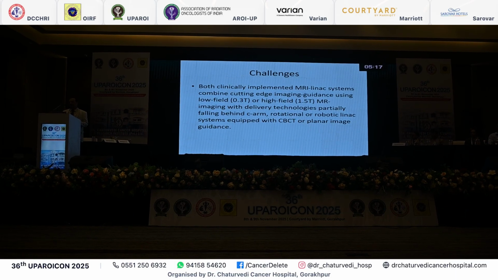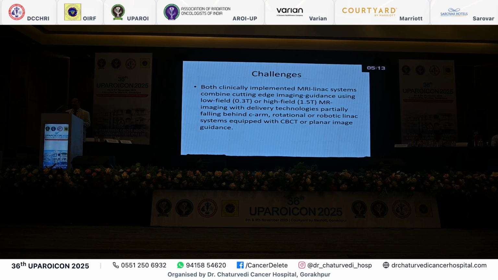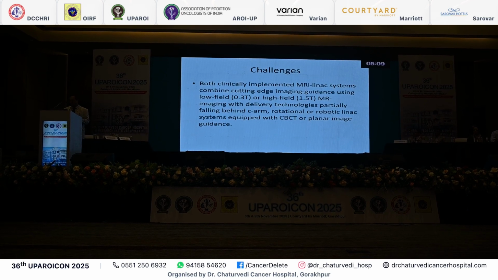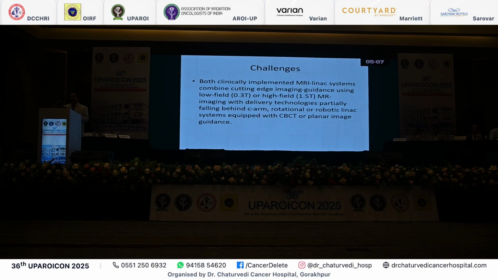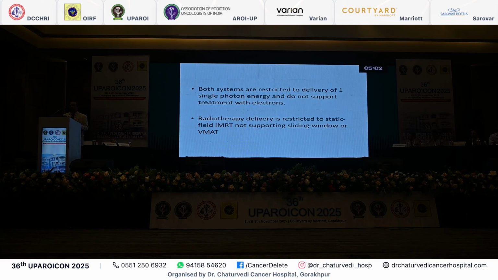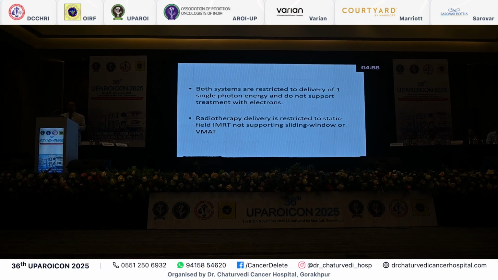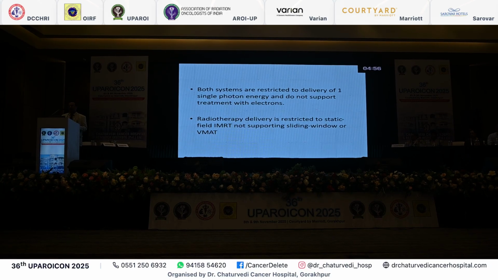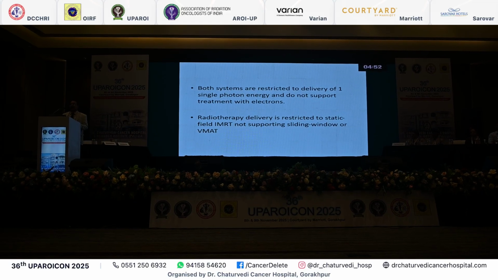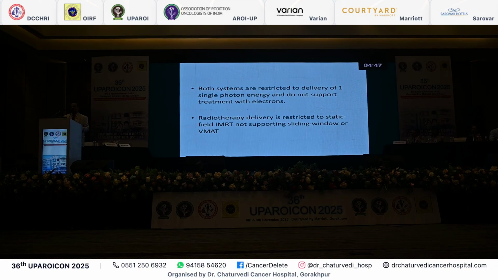Both these integrated MR Linacs are still falling behind C-arm, rotational or robotic Linac systems equipped with CBCT or even planar image guidance. They are restricted to delivery of one single photon energy. We can't have the liberty of 2 or 3 photon energies. They don't have electrons. And we can't do VMAT. We have to at the most do a static IMRT, step and shoot IMRT.